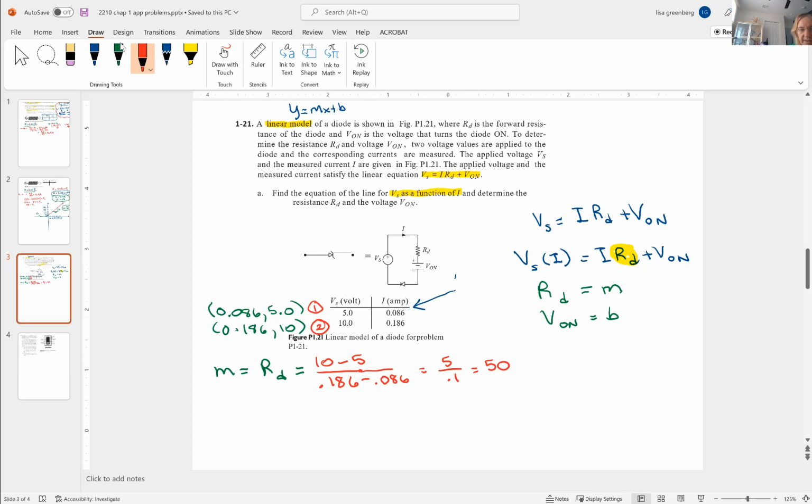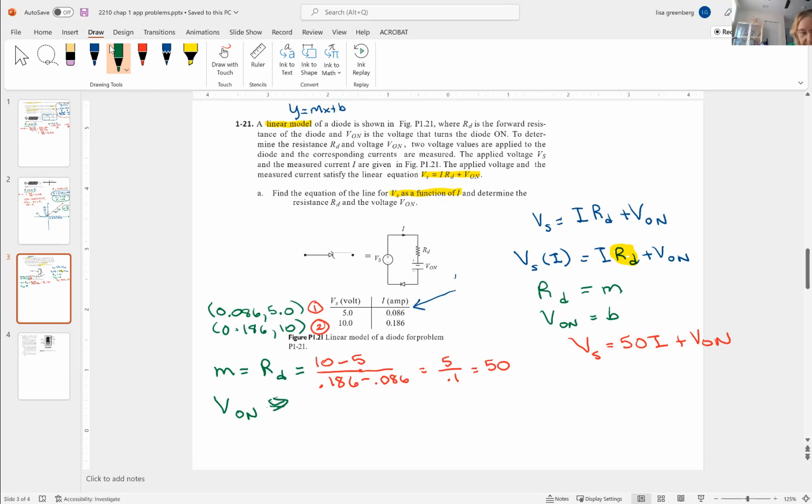Okay, well, that was nice. That was pretty easy. So I found R sub D, which is my slope. So now if I were to go back over here, I can fill in something. I have V sub S is equal to 50 times I plus V on. And then what do I need to do? I need to find V on. How do I find V on? I just plug in my I and my V sub S using either one of those two points, and I will find my V on.